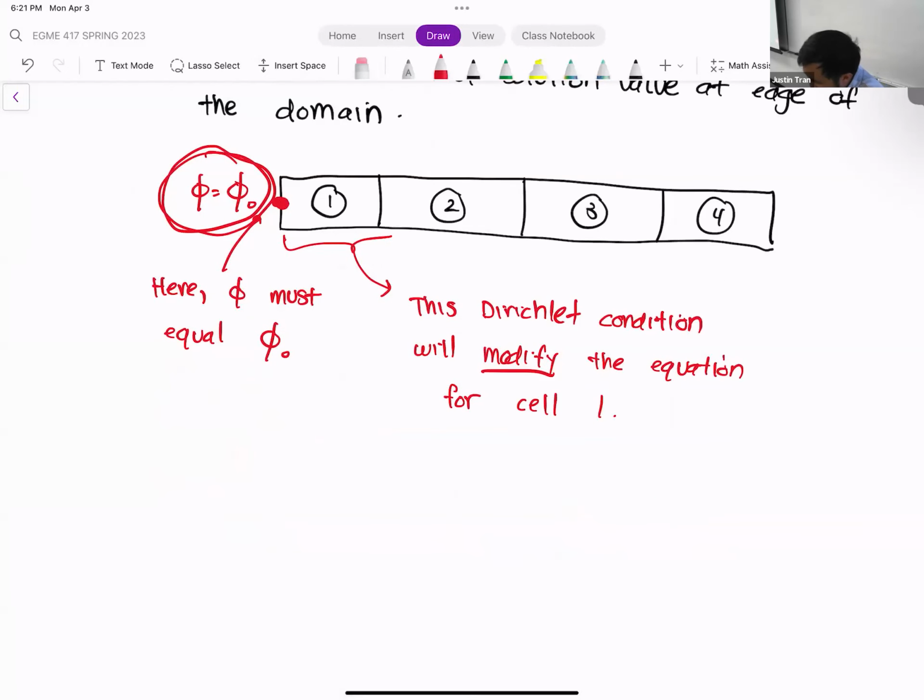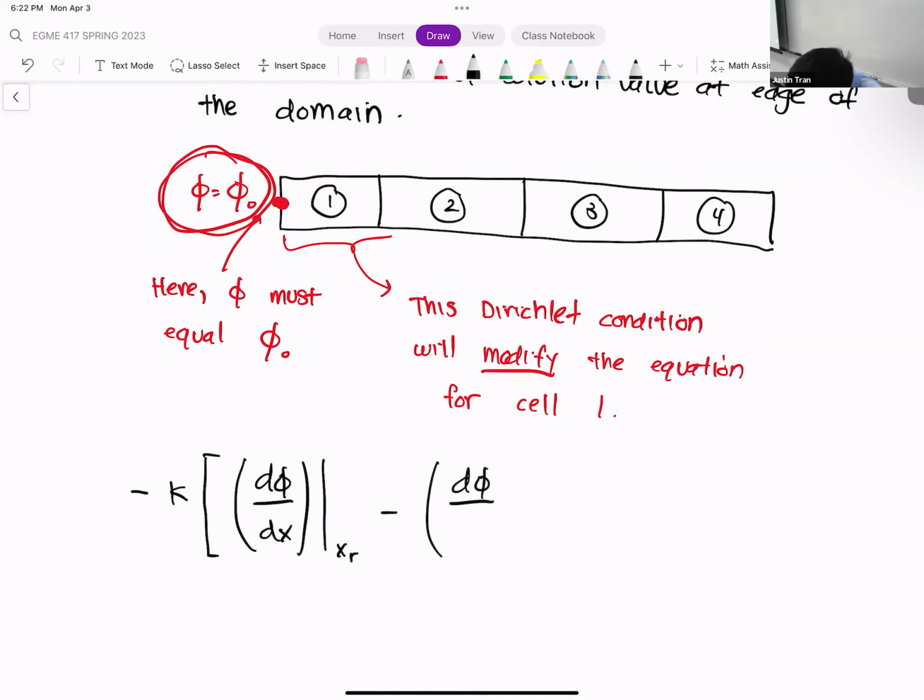Okay, so let's see how that happens. So I'm going to write out the finite volume equation, but I'm going to go back a couple steps. Okay? I'm going to go back to the step where we had our face derivatives. All right, and so if we go back a few steps, our finite volume equation looked like this. So we have minus k times d phi dx at x_r minus d phi dx at x_L is equal to q at x_c times delta x.